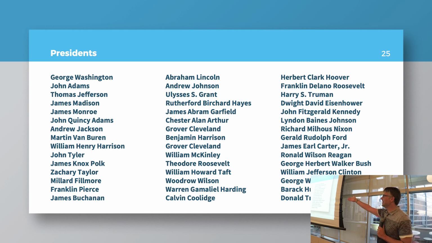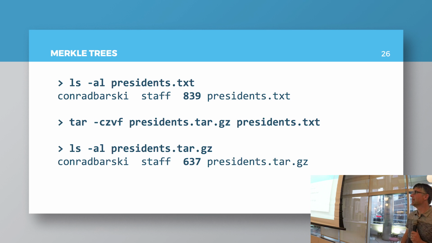So right here are the 45 presidents of the United States. I got this off of the internet, and I put that into a file called presidents.txt. Then on my Unix machine, I list out the file, and I can see that file is 839 bytes in size. Now let's decide that's too big for me. I would like to have it compressed. So I'm going to use the tar utility and zip it down, and let's see how big it gets. Well, it gets down to 637 bytes. So it's something like a 25% decrease.